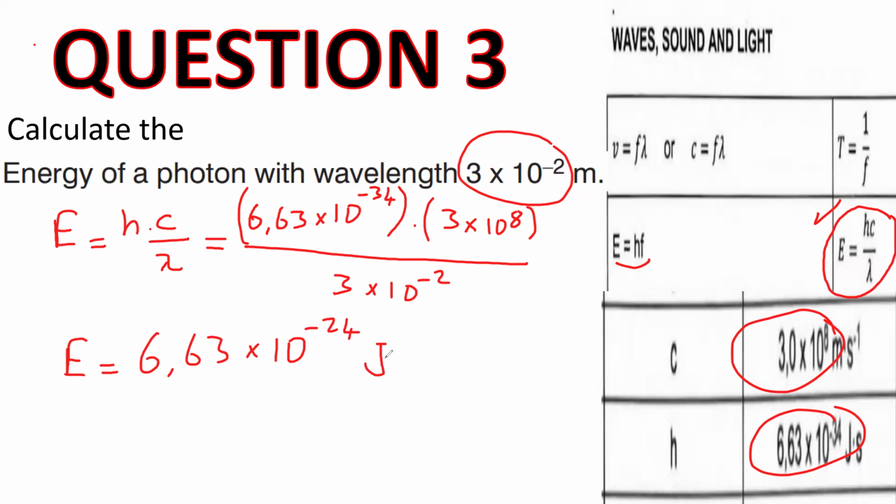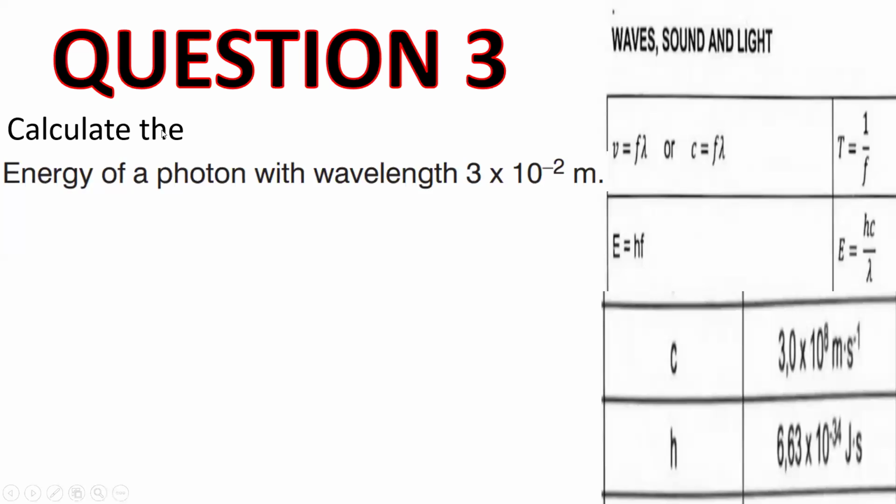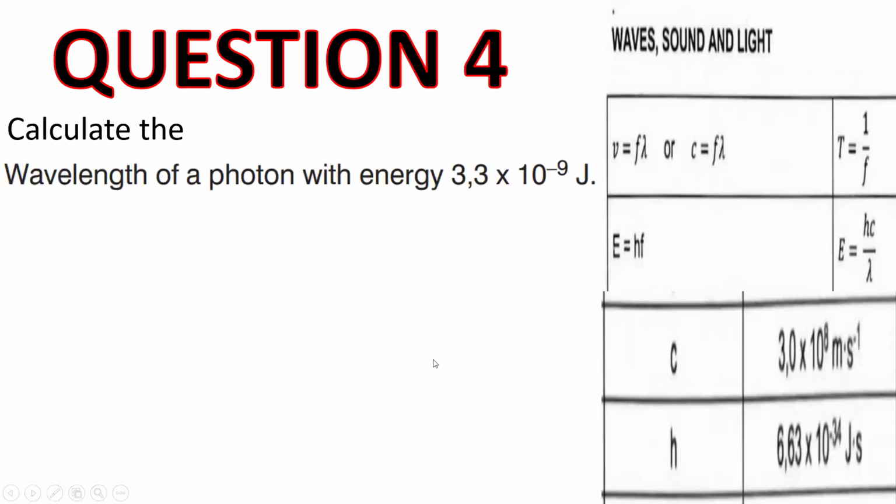Without the unit, 1 mark is gone. You can say bye-bye to 1 mark. Please write the unit. All right, another question done. In the first question, they give you frequency and you calculate energy. Now wavelength is given, asking you to calculate energy. Let's see the next question. Let's see what they ask. So in the next question, energy is given, asking you for the wavelength. Good luck, guys. Please try first.